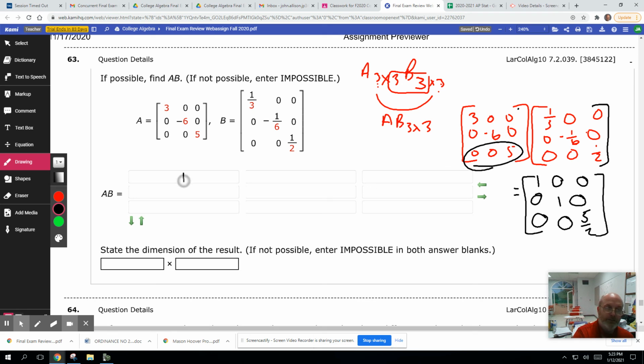So our product matrix is 1, 0, 0, 0, 1, 0, 0, 0, 5 halves. And the dimensions of the result matrix, we've already said, are 3 by 3. That's how we do problem number 63.